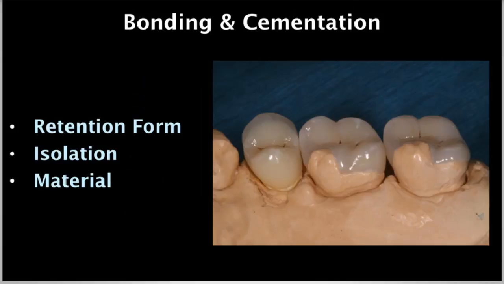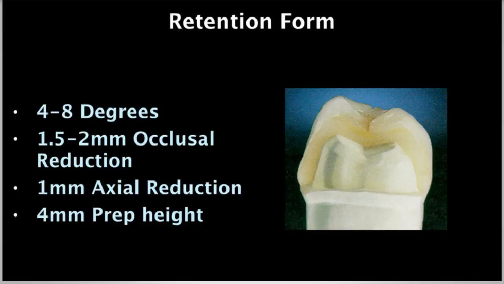So when we think about bonding or cementing, do we go to the process of preparing the enamel and the dentin, preparing the inside of the restoration so that we get that mechanical connection, the chemical connection between the two, versus using a system that literally just physically connects the restoration and the tooth? There are some things that we need to think about: retention form, isolation, and then, of course, the materials. So let's look at that more specifically.